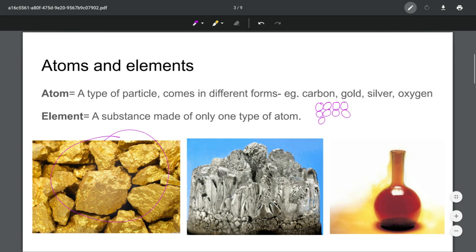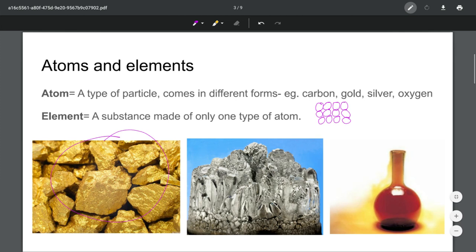So this is a solid. If we remember, solid atoms or particles are going to be in rows. They're going to be quite rigid. They're going to be vibrating in position but not moving around. If we were to look with some incredibly amazing X-ray particle glasses and we could see the particles of gold, we would see that each one of those particles was a gold atom.